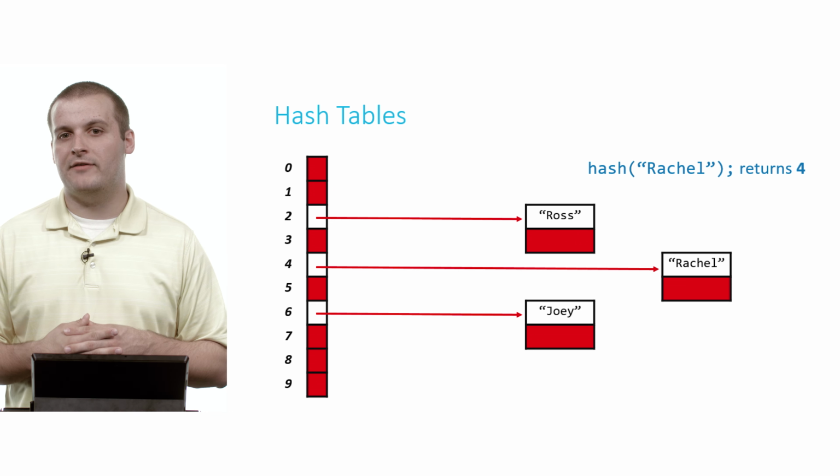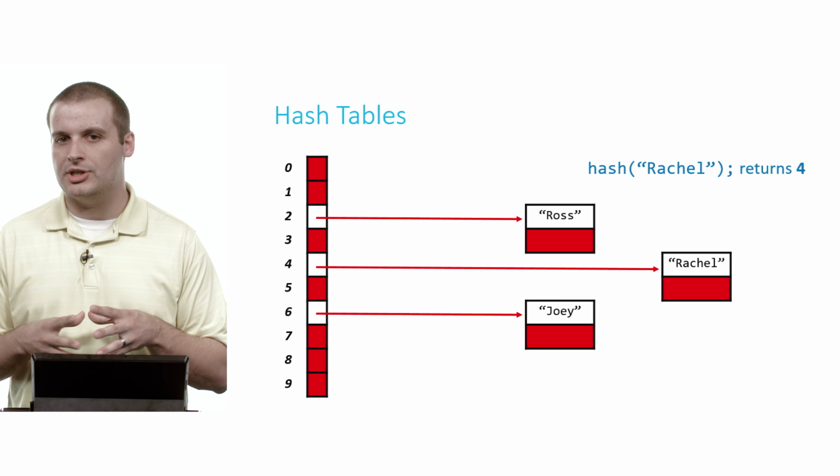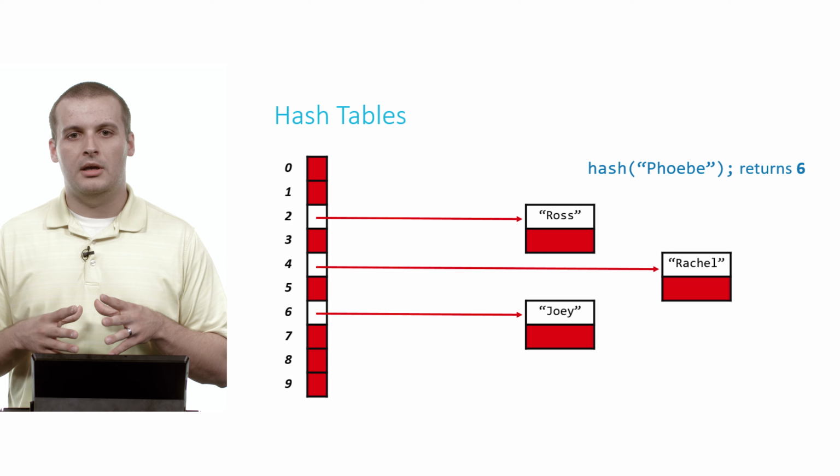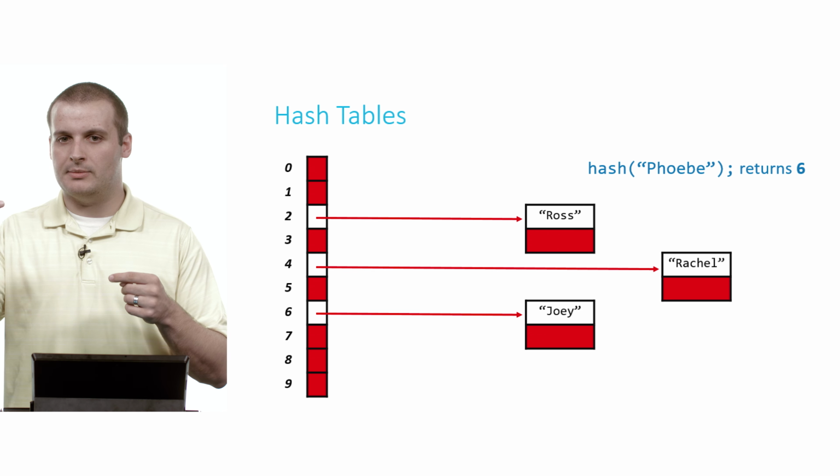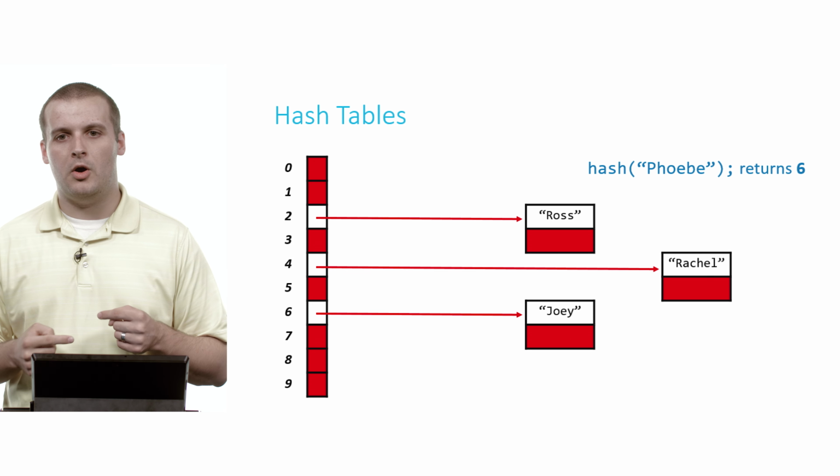OK, but what happens if we have a collision? Let's see how we handle collisions using the separate chaining method. Let's hash Phoebe, and we get the hash code 6. In our previous example, where we were just storing the strings in the array, this was a problem. We don't want to clobber Joey, and we've already seen that we can get some clustering problems if we try and step through and probe.